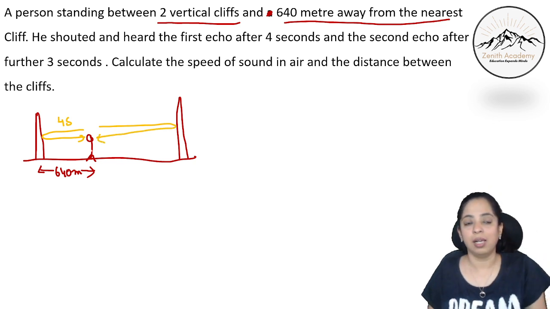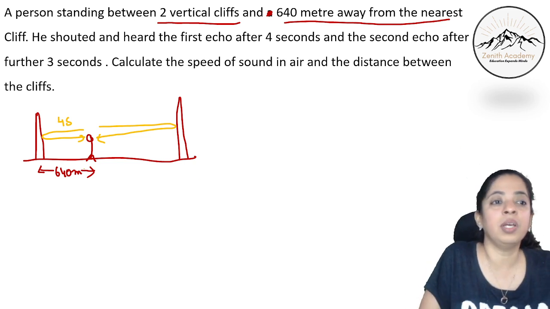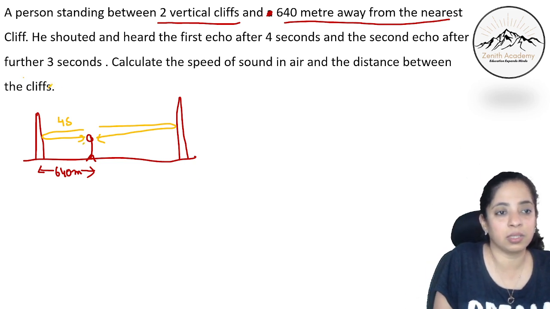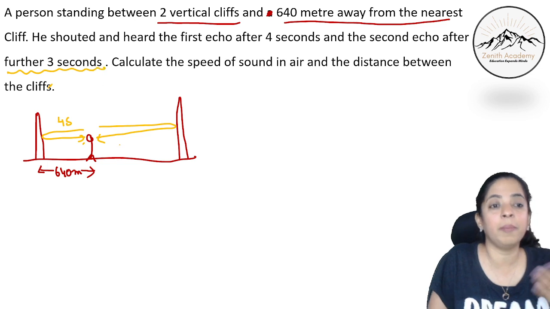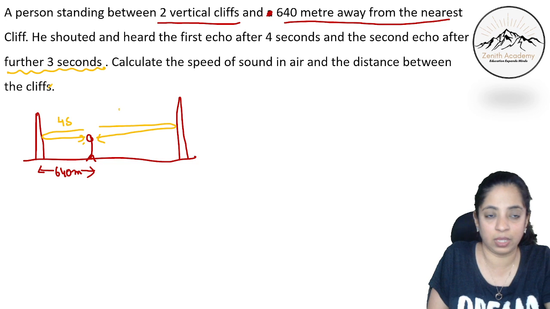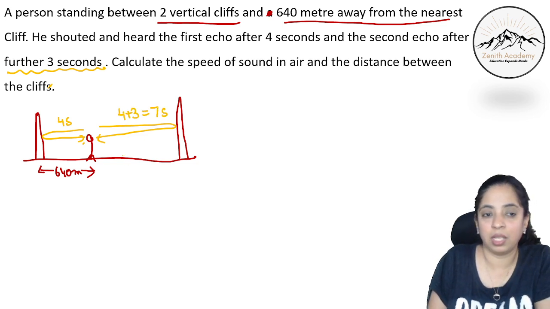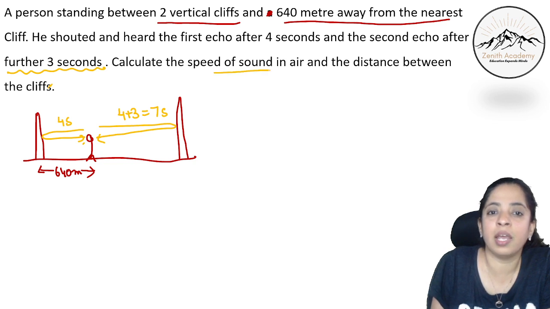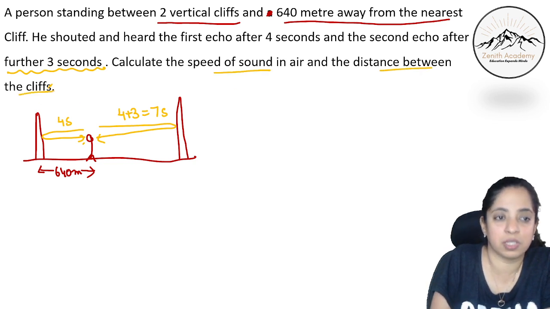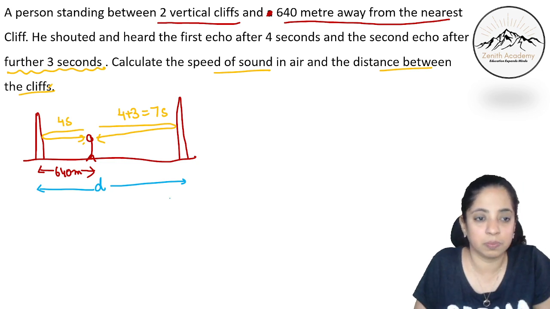Don't get confused. It's a bigger distance, so it's not only 3 seconds. It is after a further 3 seconds. Can you see? Further 3 seconds means this was 4, and 3 more after that, so 4 plus 3, this is 7 seconds. Calculate the speed of the sound in air and the distance between the cliffs. So this is the total distance between the cliffs. I hope this is clear.